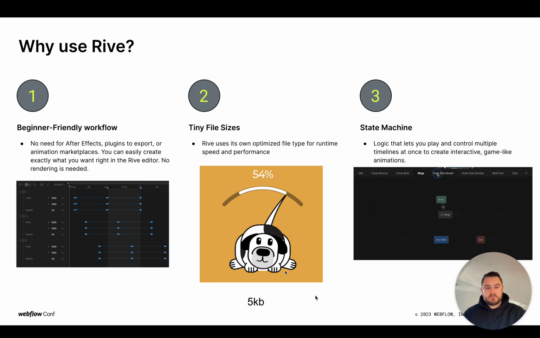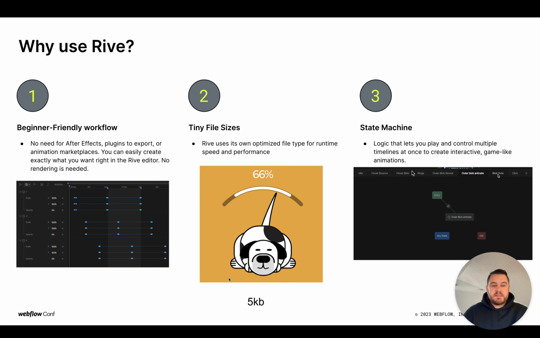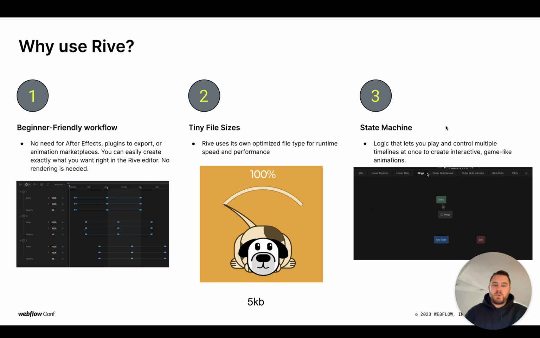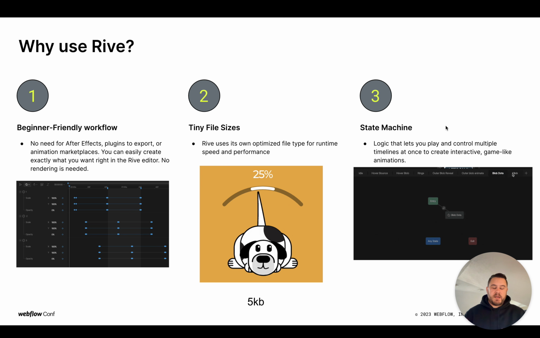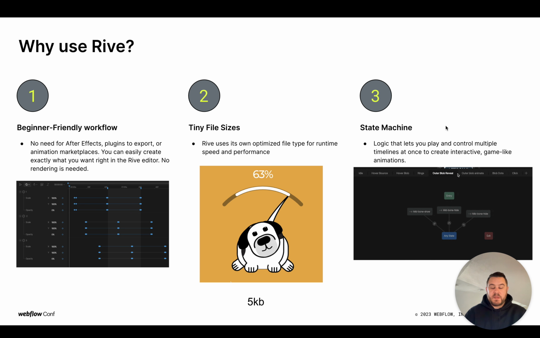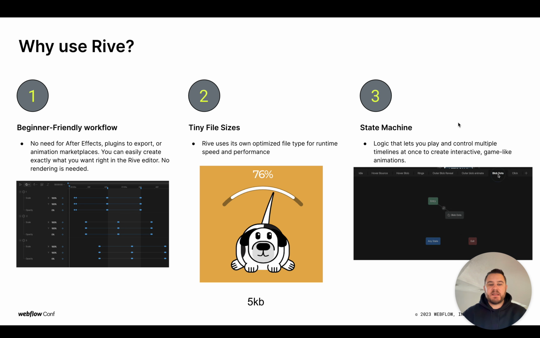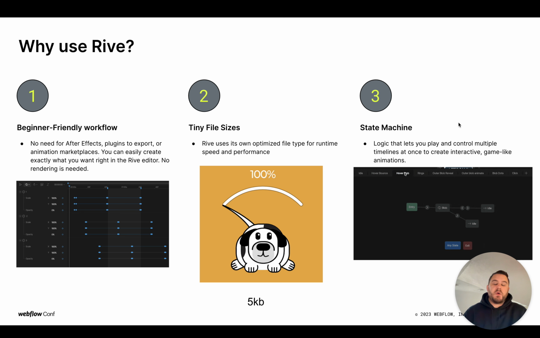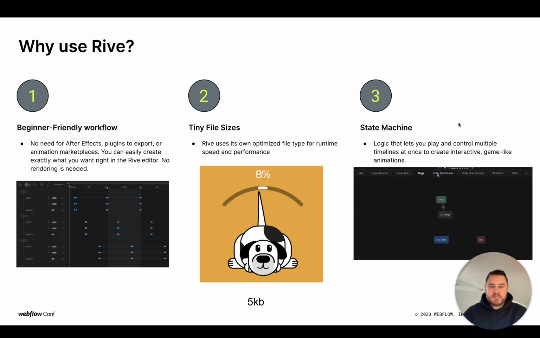The state machine is one of the next really big things that differentiates Rive from other animation platforms. This is where you set up your logic to choose how the animations are going to transition, how things are going to work, and what it's going to do at runtime as well. So this is not just creating a single timeline to scrub through, it's creating multiple timelines and then choosing how they transition.